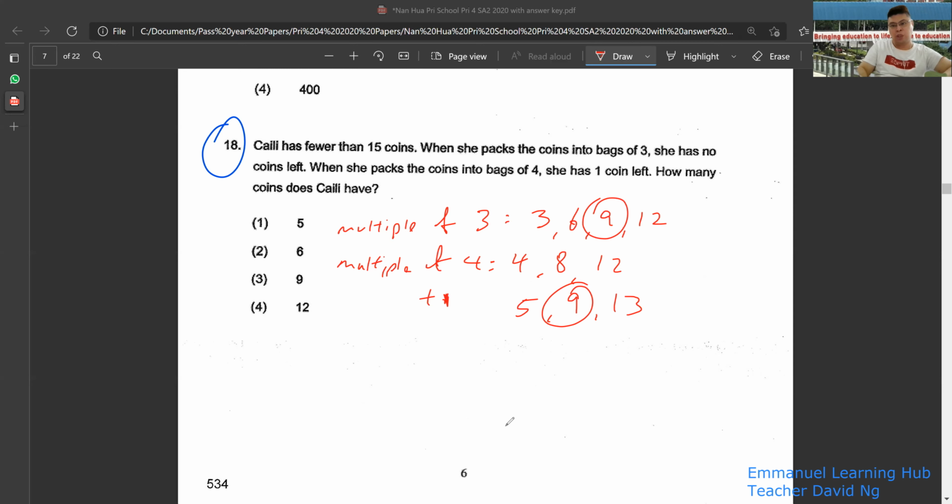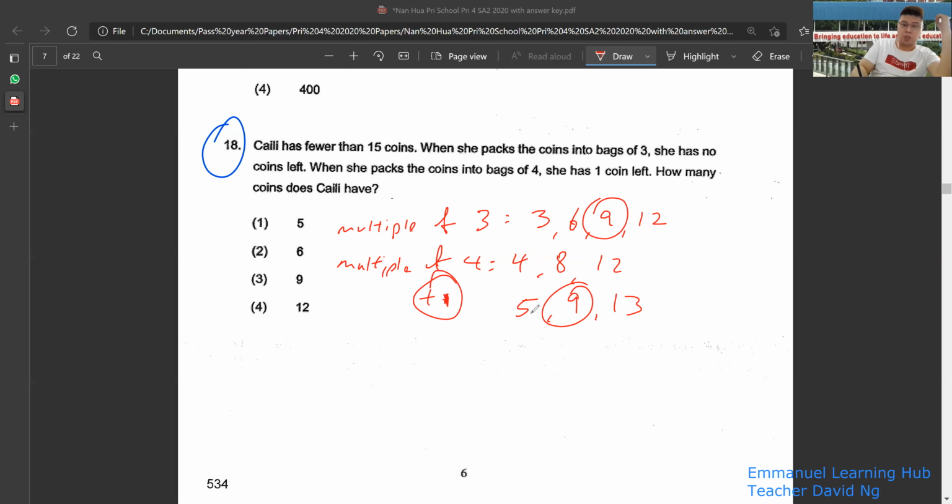Oh, Annabelle, you are muted. Yes. Do you understand how I get 9? Do you understand why I plus 1? Because when it's 3 bags, then 0 left. Then when it's 4 bags, got 1 left. That's why you plus 1.